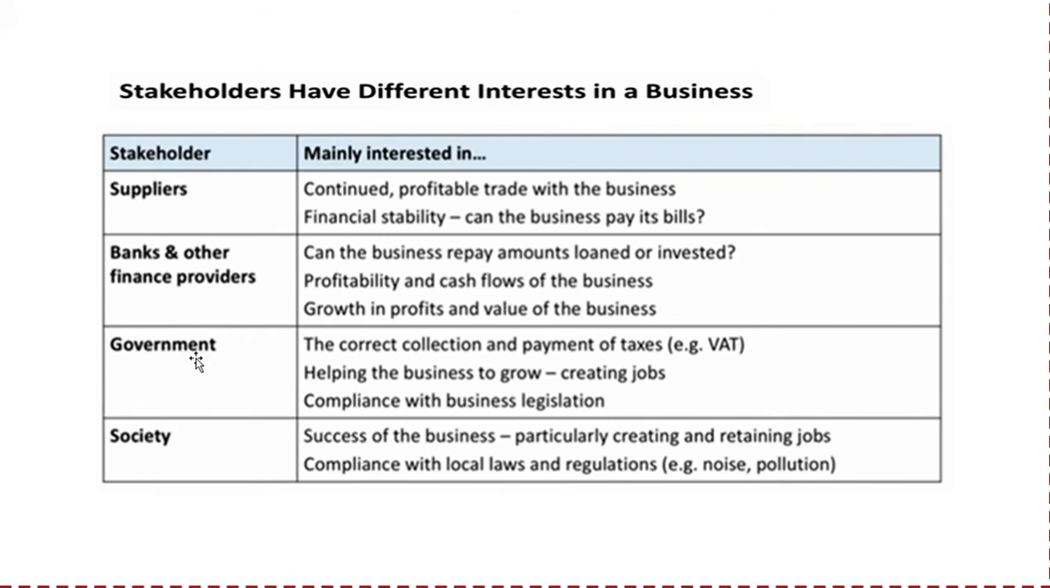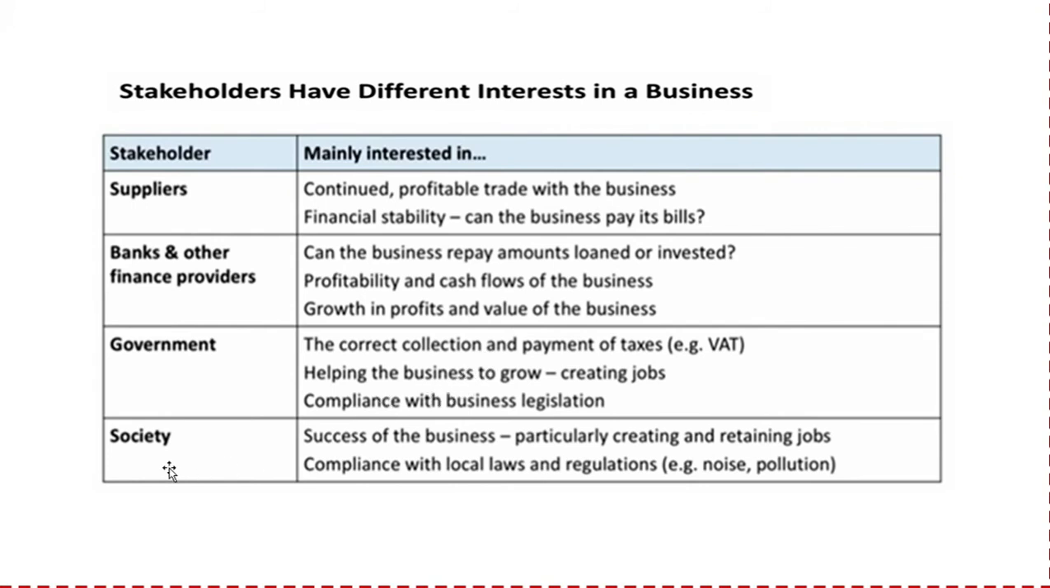And in case of government, they have to collect taxes. Okay, so they are interested in the correct collection and payment of taxes, such as value-added tax. And at the same time, they are helping the business to grow. Because the growth of a business is very important for the society to create jobs for the youngsters, they are very much interested in the growth of a business. And they also, through legislation, make compliance rules for the business. So they want the business run in the right way for the society.